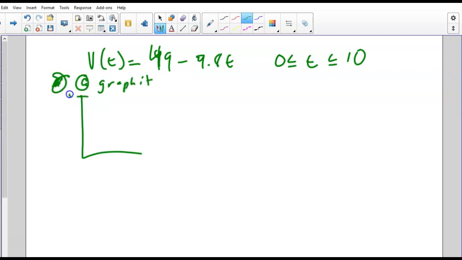All right, so this is 49. And then what was that x-intercept? 5, right? That was 5. All right, cool. And then way out here is 10. Let's start right here at t equals 0. What do we say about t equals 0? Look at number 1. How do we talk about this?